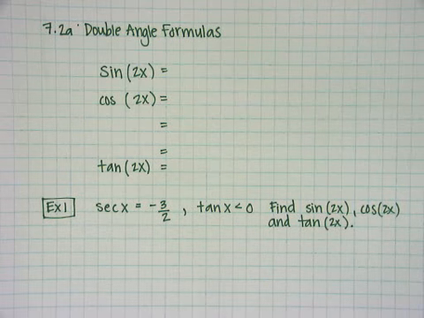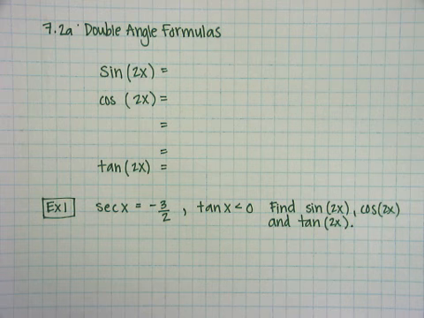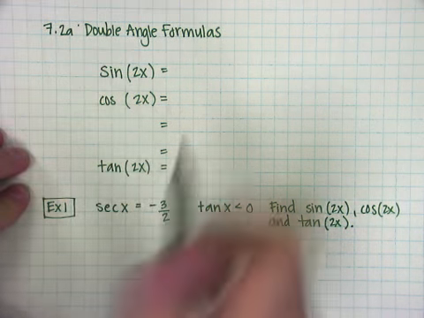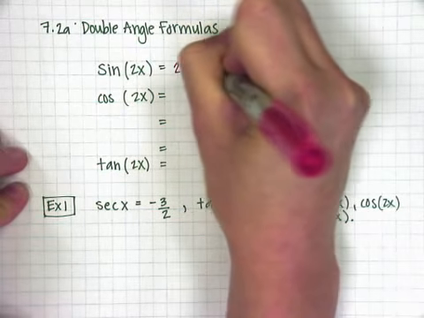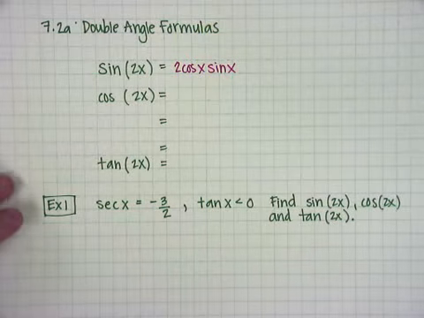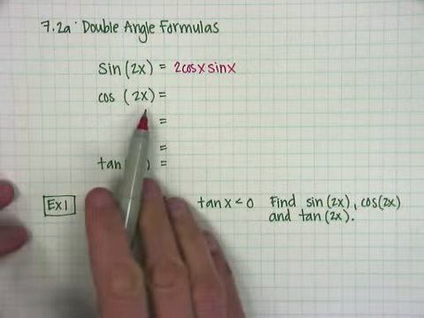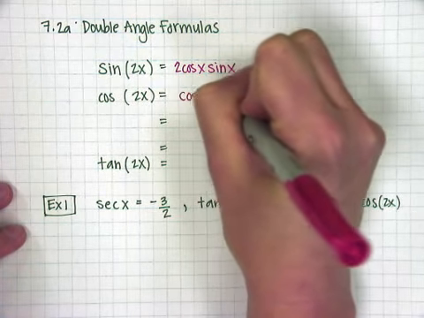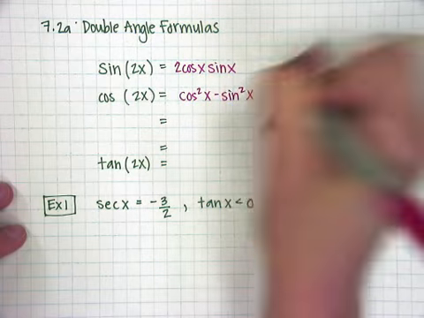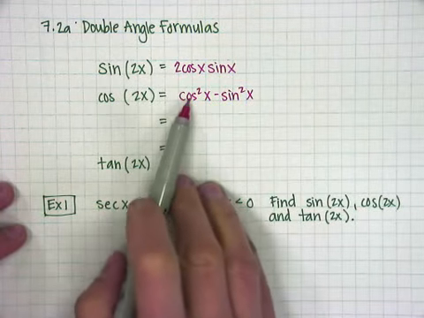Hey Precalculus, so today we're working on double angle formulas. We derived these in class, but for right now I'm just going to give them to you. Sine of 2x equals 2 cosine x sine x, or 2 sine x cosine x, whatever order you want. Cosine of 2x equals cosine squared x minus sine squared x. These were the two that we talked about in class today.